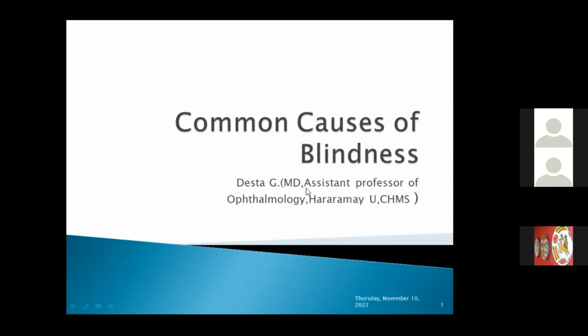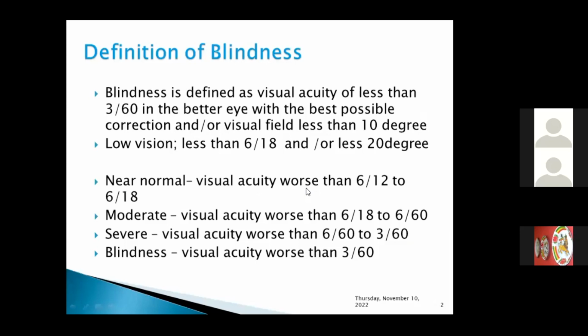So let's start by defining what is blindness. Blindness is defined as a visual acuity of less than 3/60 in the better eye with the best possible correction. The key thing here is we define blindness after we correct with everything we have at hand to get the best possible vision. If that best possible vision is less than 3/60, or if the visual field is less than 10 degrees, that is, a very constricted visual field, then we define that as blindness.